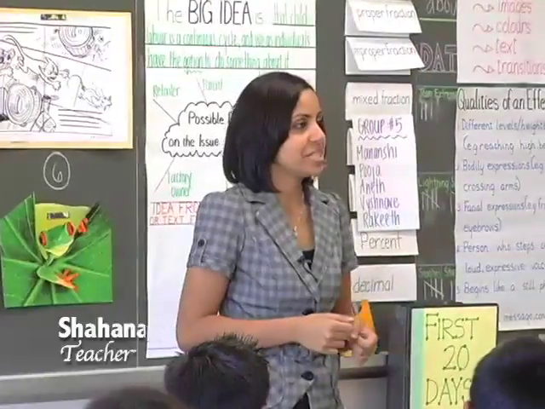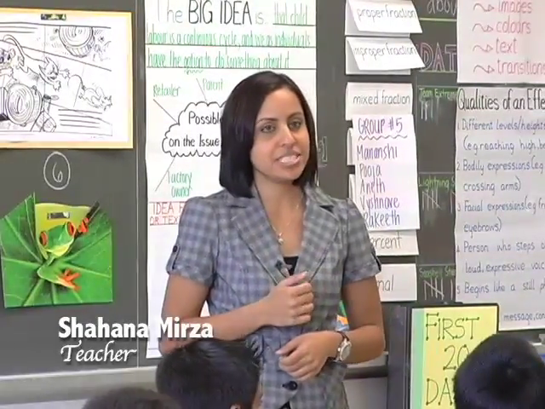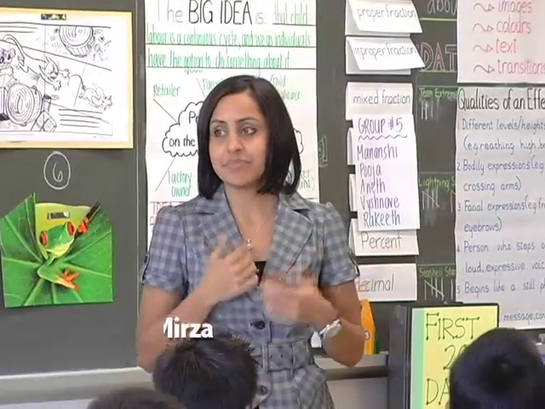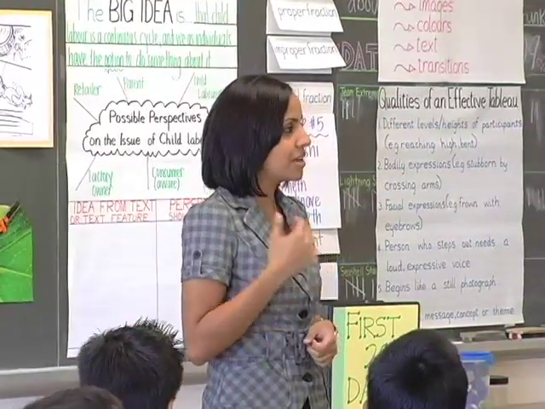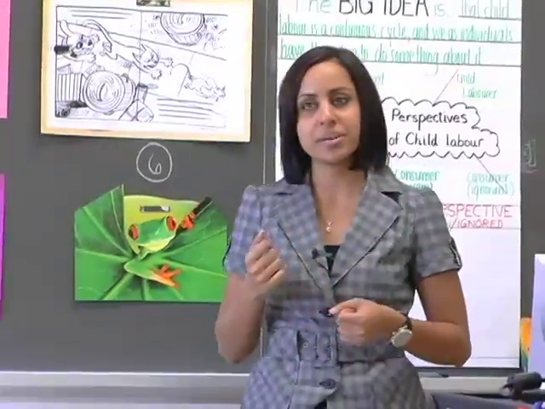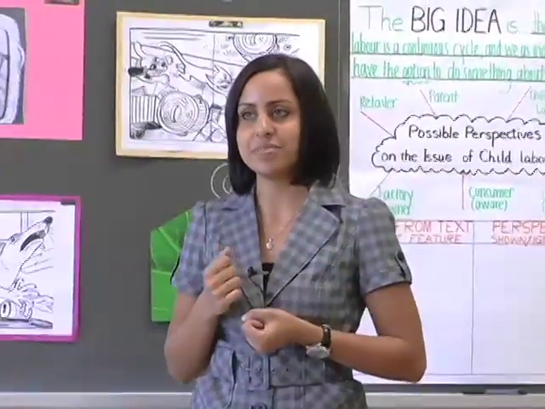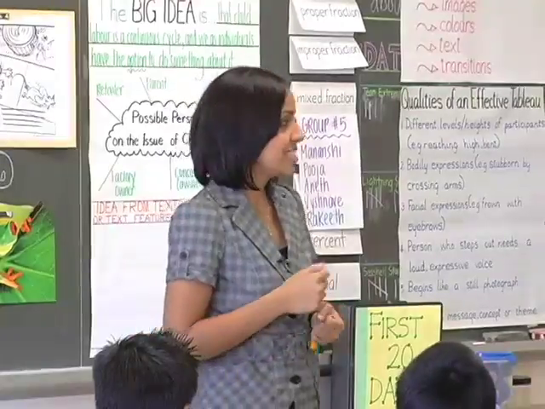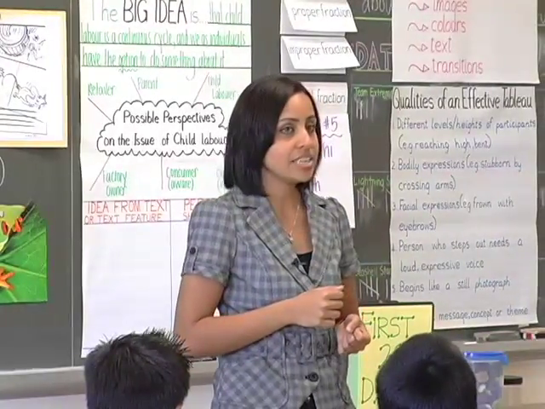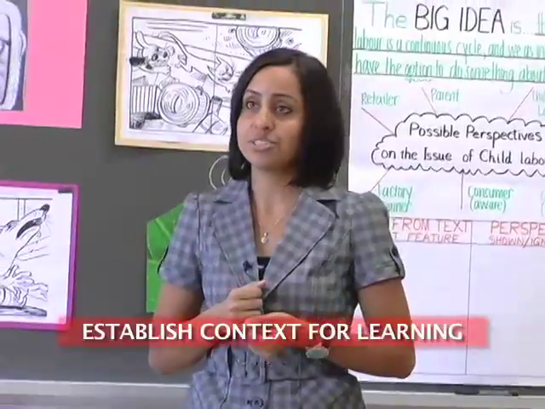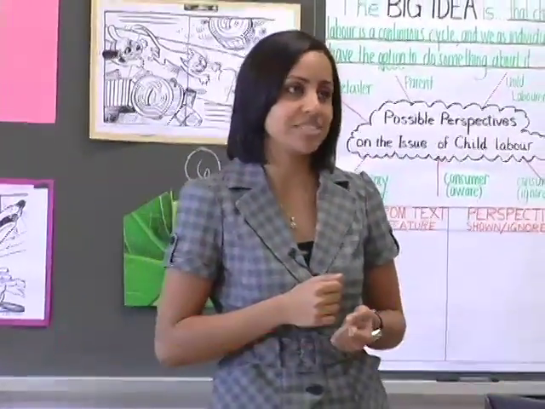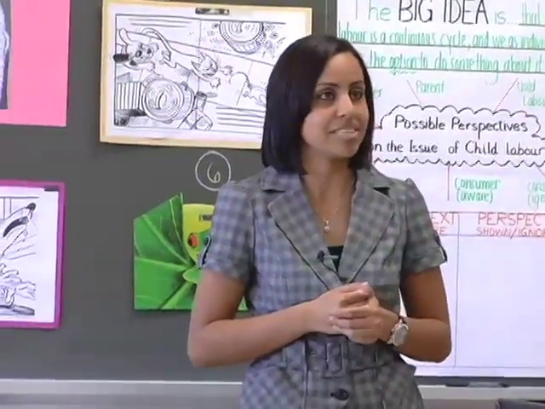Over the past few weeks, we've been discussing how we can use text features in order to determine the big idea of a nonfiction text. Today, we're going to go one step further and start exploring how we can see the big idea from different points of view. We're going to continue practicing these skills in the context of our discussions about child labor and Canada's connections to the world as part of our social studies unit on Canada and its trading partners.